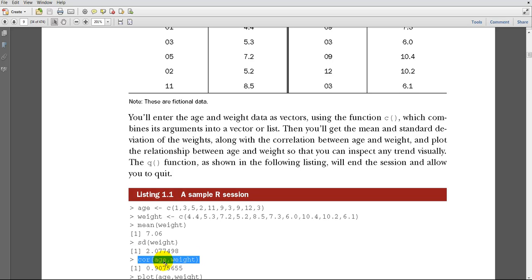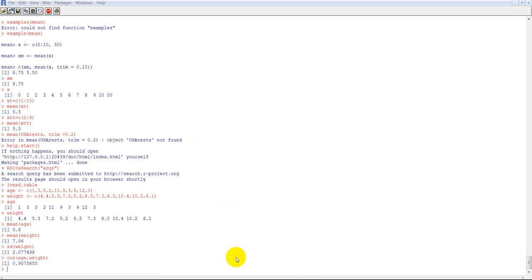If we get 1 when we do this, that would mean they're perfectly correlated. But if we get 0, it means that they're not related at all. And if we get -1, it means that they're related but inversely. That is, if age increases, weight decreases. So anyway, we can try it.